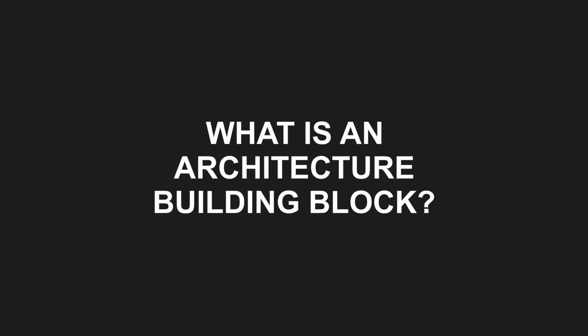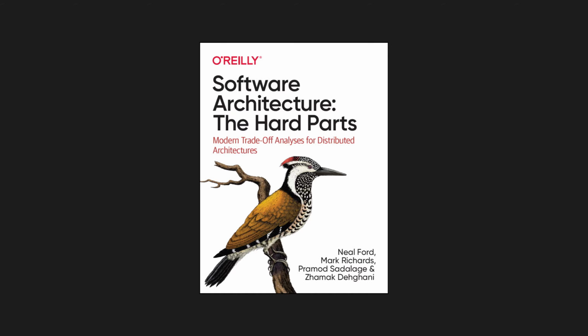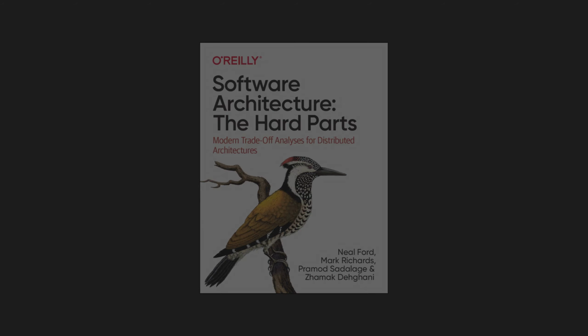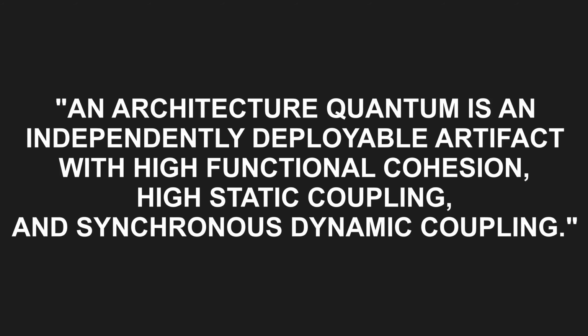What is an architecture building block? It is the unit that is architecturally relevant in your system. This excellent book refers to it as an architecture quantum and defines it as: an architecture quantum is an independently deployable artifact with high functional cohesion, high static coupling, and synchronous dynamic coupling.